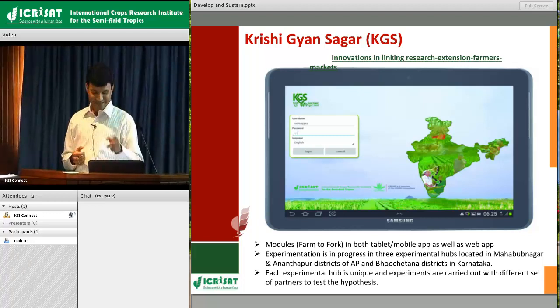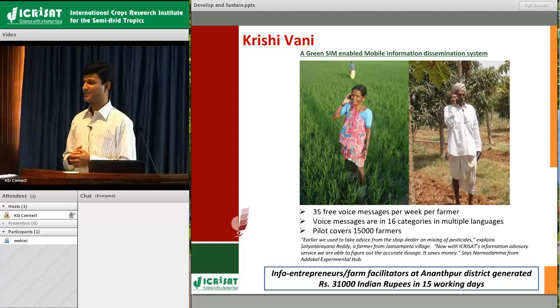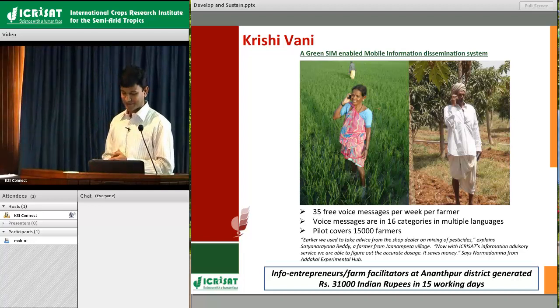For an example, we will see how we are working with IKSL under this Krishivani platform, where they can provide better details also. ATEL and IFCO are partnering with us in participating in this experiment to bring these location-specific advisory services. We named that Krishivani. Probably now we are bringing a global name, Green SIM. And they send five voice messages.